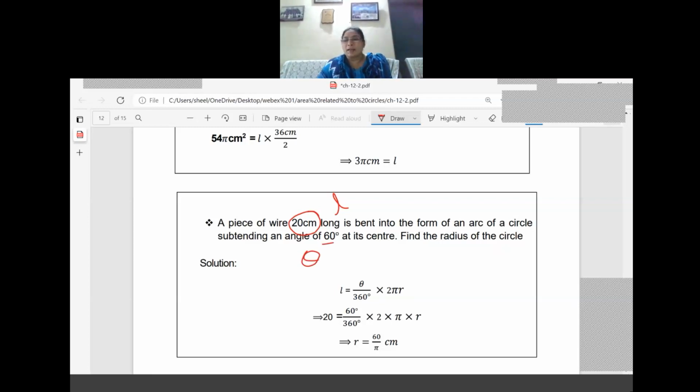So we know L, and we are given the central angle. So theta is also substituted, and what is asked here, R we have to calculate. So we write the length of the arc formula, L equals theta by 360 into 2 pi r. So 20 equals 60° by 360 into 2 into pi into r. In terms of pi only I have written. If it is MCQ pattern, and the option is given in terms of pi, you can write that. Otherwise substitute and simplify and write the answer, right?